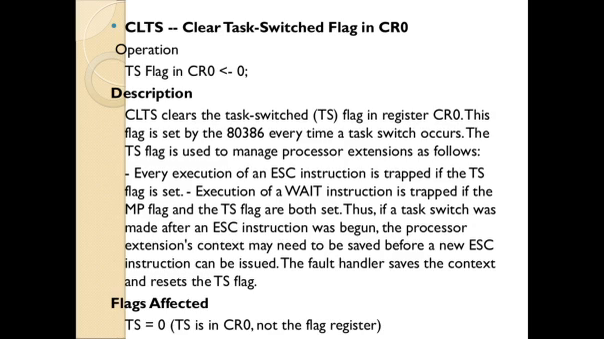The TS flag is used to manage processor extensions as follows. So what are those extensions? Every execution of an escape instruction is trapped if the TS flag is set. Execution of a wait instruction is trapped if the MP flag and TS flag are set. So it results as if a task switch was made after an escape instruction was begun, the processor extension's context may need to be saved before a new escape instruction can be issued. The fault handler saves the context and resets the TS flag. The flag affected is TS, as it is equal to 0.